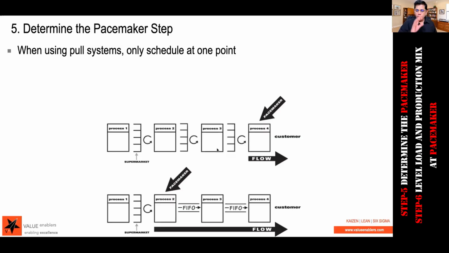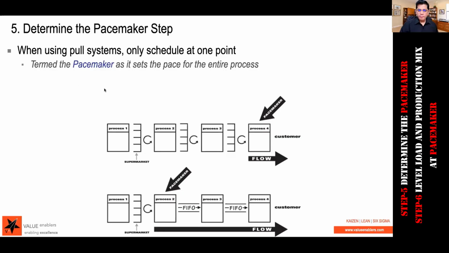So in the pacemaker, the other simpler way to imagine this is, before making the chapatis, the pacemaker is at the dough stage. And from there, you say whether it is fulka or whether it is chapati or whether it is naan or whether it is aloo paratha or other items. So using pull systems, you only schedule at one point, termed the pacemaker, as it sets the pace for the entire process. Pacemaker sets the pace for the entire process.